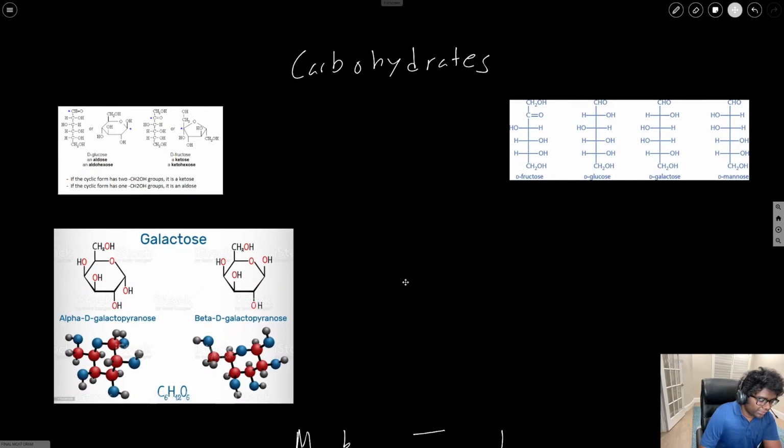Ooh, let's move on to carbohydrates. Carbohydrates is a smaller unit, but it's still very, very important. So let's talk about aldoses and ketoses.